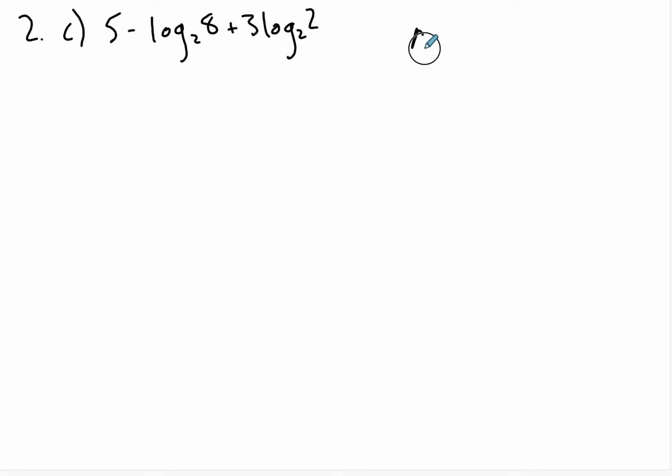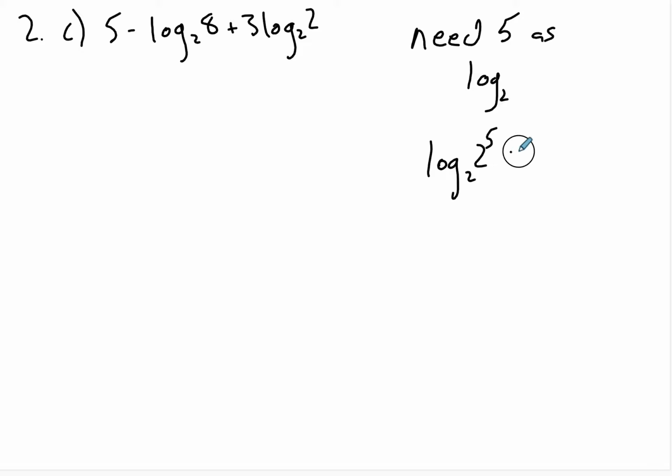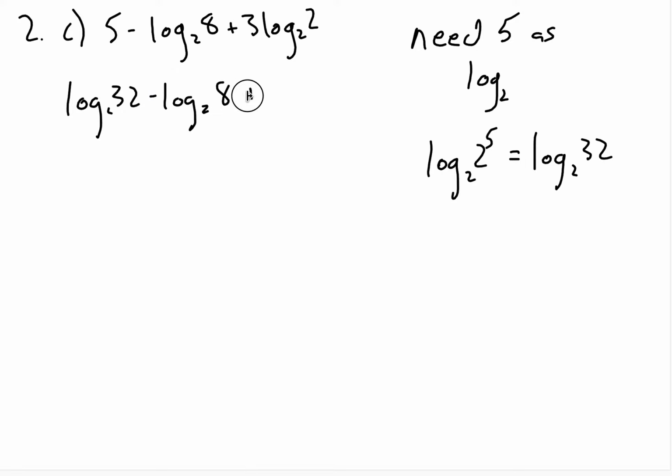So we need 5 as log base 2. And in order to do that, we can actually just say that, well, log 2 of 2, because remember, log 2 of 2 is just 1, to the exponent of 5, which will actually equate to log 2 to the power of 5 will give me 32. So over here, I'd take log 2 of 32 minus log 2 of 8 plus.